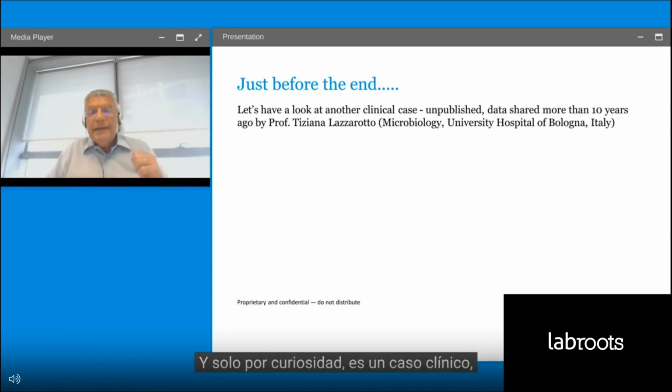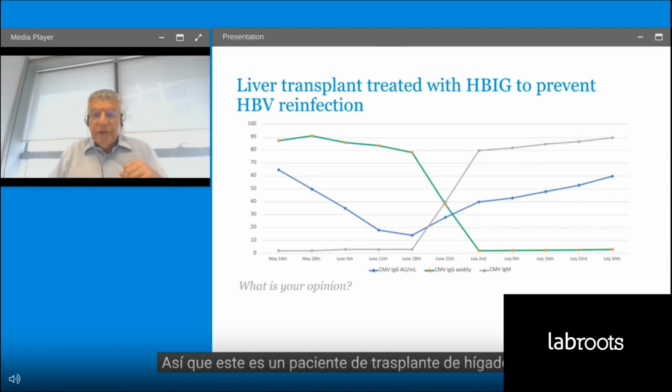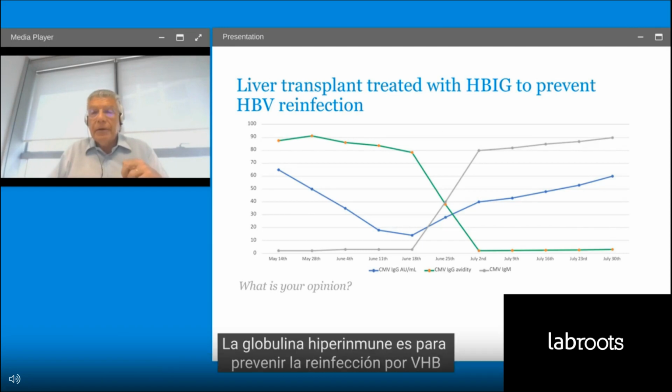Just before the end, and just out of curiosity, this is an unpublished clinical case that a good friend of mine from Bologna referred a few years ago. Let's have a look together. So, this is a liver transplant patient treated with hepatitis B immunoglobulin, hyperimmunoglobulins to prevent HBV reinfection.